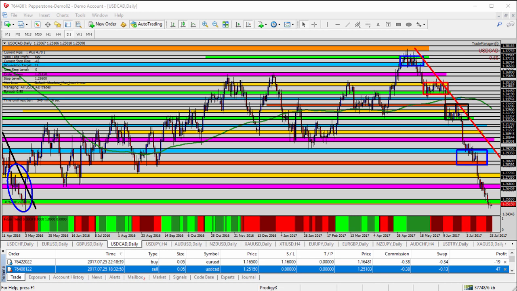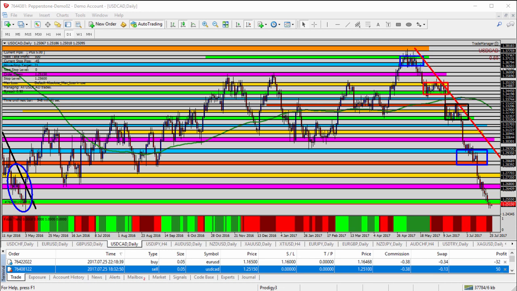Look back to the left-hand side of the daily time frame, the blue circle at the bottom left of the chart. You can see all the way back in April and May of 2016, a little more than a year ago, it found support around this green shaded area, the red horizontal line, just above the 1.2500 level. When it found that support a year ago, it reversed and made a significant uptrend after that.